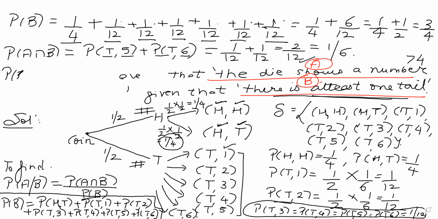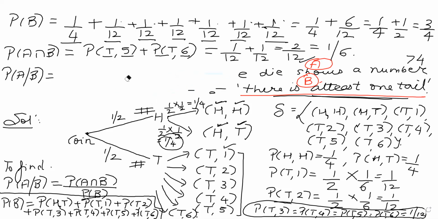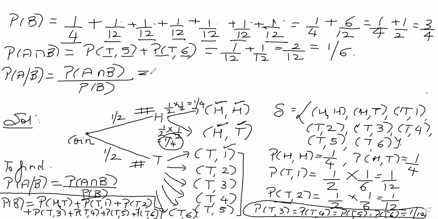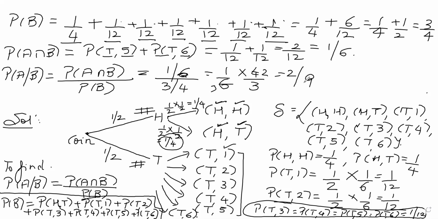So now I can directly apply the formula for conditional probability. And then we can get the final answer. So if I erase off the remaining part of the question, we can say that probability of A given B is probability of A intersection B divided by probability of B. Probability of A intersection B is 1 upon 6, divided by probability of B, which is 3 by 4. So 1 upon 6 multiplied by 4 by 3. My answer is 2 by 9. This is the final answer for this question.